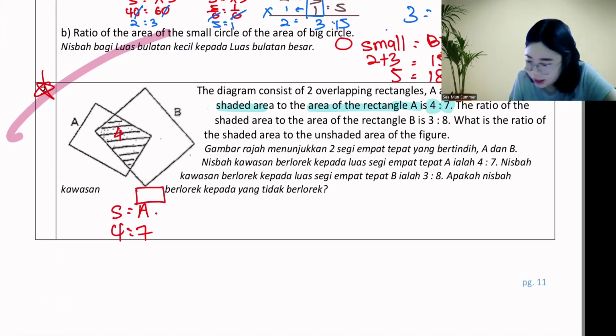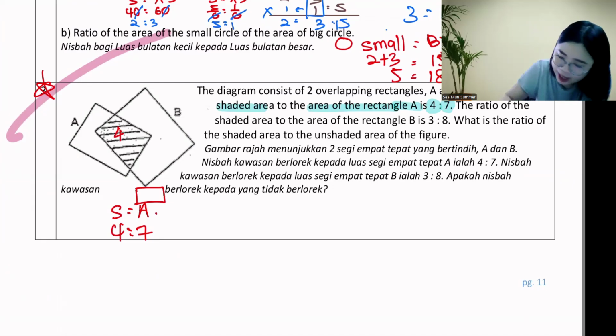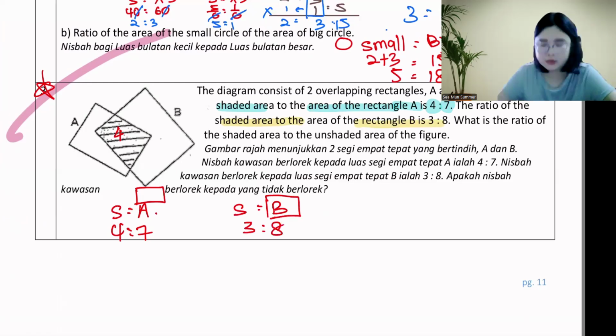A is the whole thing, you know? Okay? And then to the area of rectangle. And then now the next one is this. The ratio of the shaded area to the rectangle B is 3 and 8. So again, shaded and then rectangle B. So it will be 3 and 8. Steady? Okay, I should write it down.